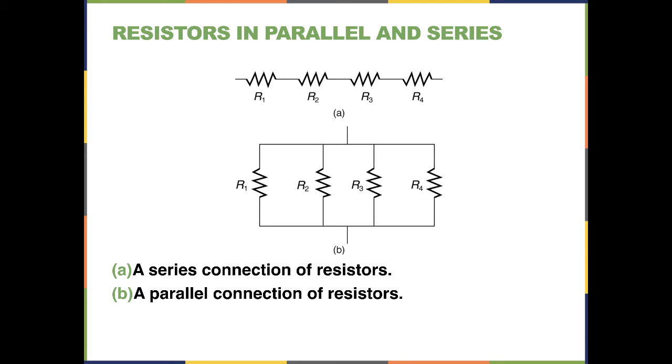B is a connection of resistors called a parallel connection. And the single most important difference is the current itself has choices, as far as which direction and which resistance it can go through. And these choices are dictated by the values of R1 through R4.